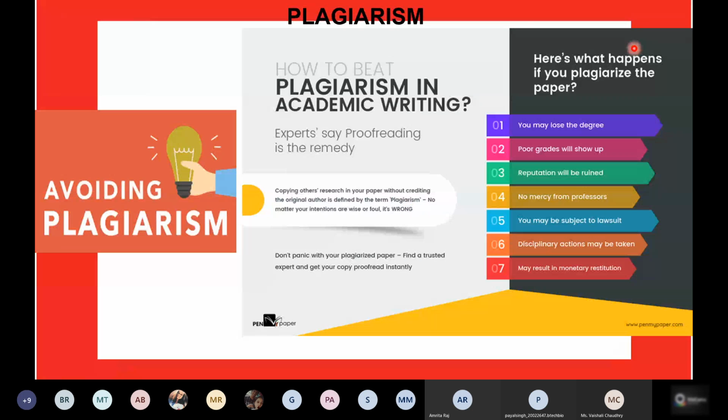And these are the outcomes if you do not avoid plagiarism. You may lose your degree, you may be given a poor grade, your reputation will be ruined, no mercy from professors, right? And apart from this, there are strict guidelines. There is an ethics committee, right, which strictly follows this kind of thing.